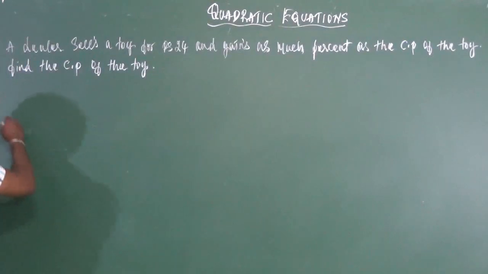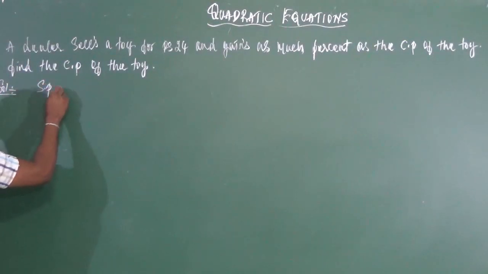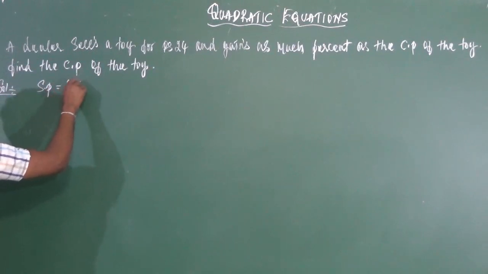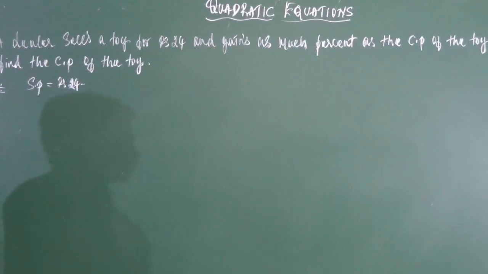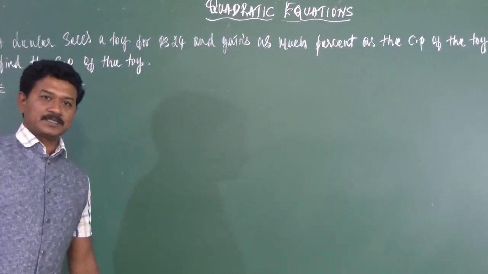So let us take it as the selling price. Selling price can be abbreviated as SP. SP is rupees 24. Okay. So most of the students are surprised here. A dealer sells a toy for rupees 24, that is, selling price is rupees 24.